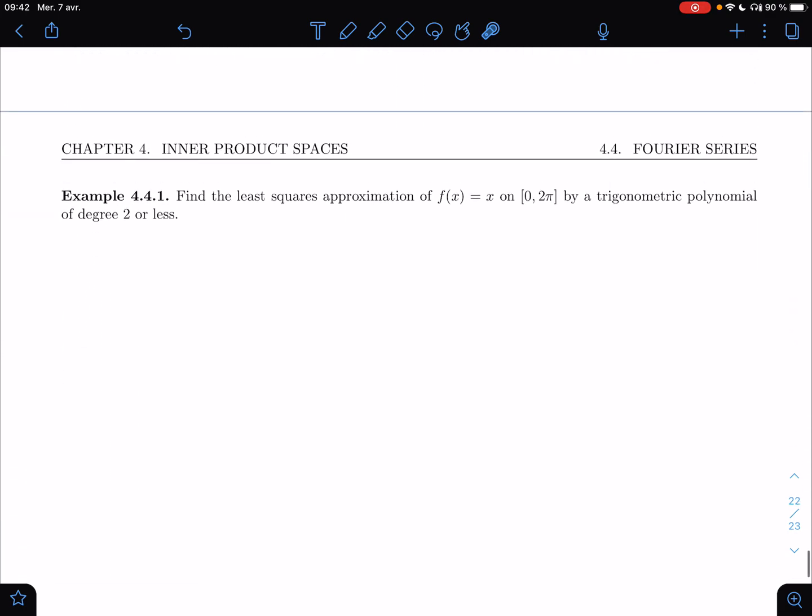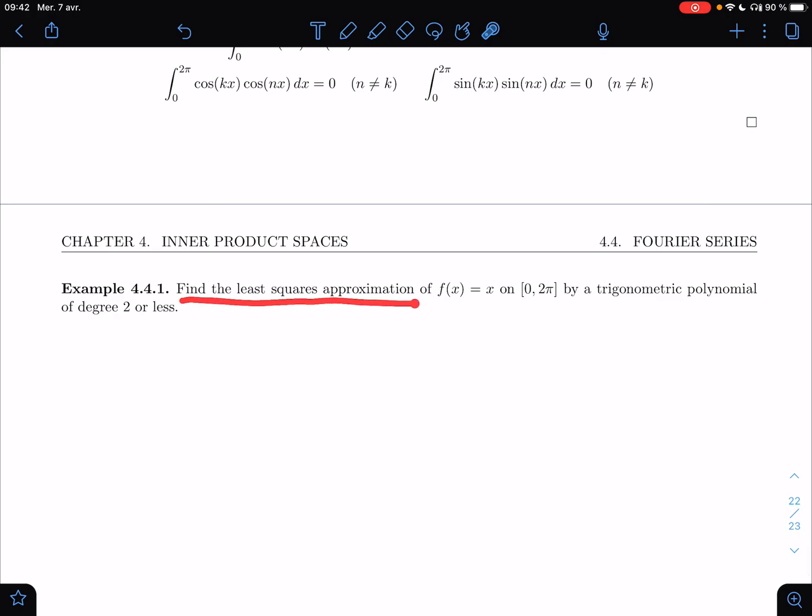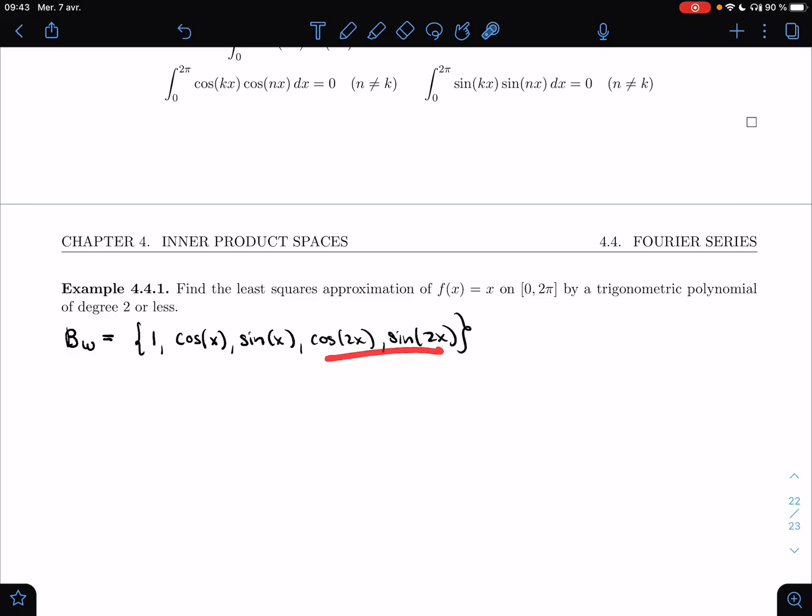So let's do an example. I want to find the least square approximation for f(x) = x by trigonometric polynomials of degree 2 or less. Degree 2 or less tells us that our basis is 1, cos x, sin x, cos 2x, sin 2x. I stopped because I said degree 2, so I'm not going to go further than this.